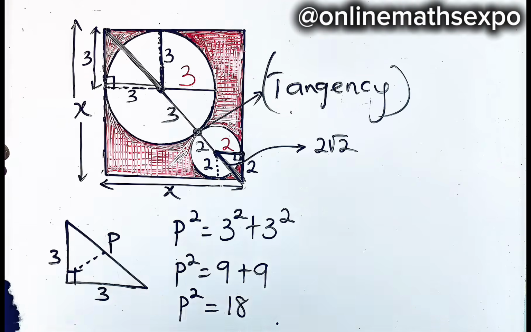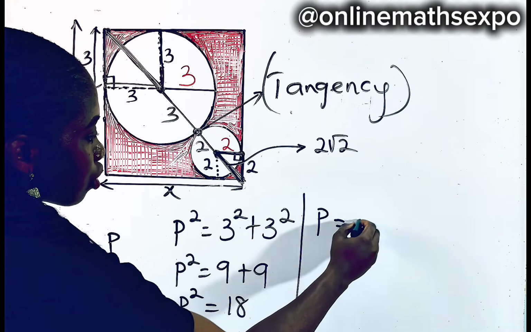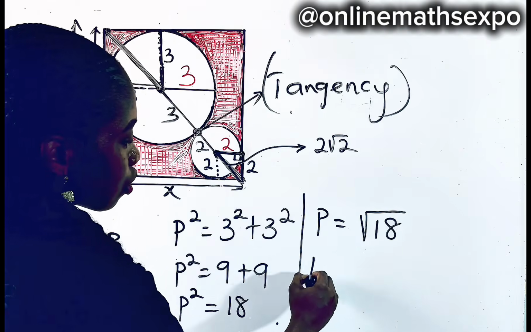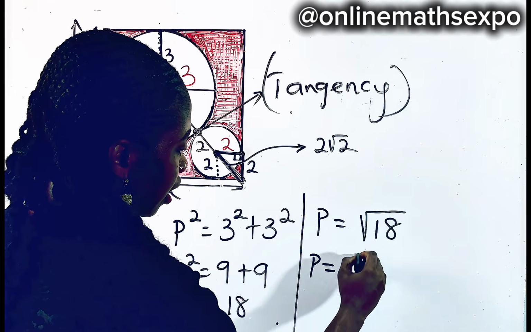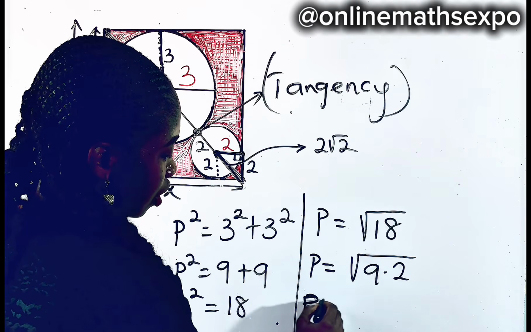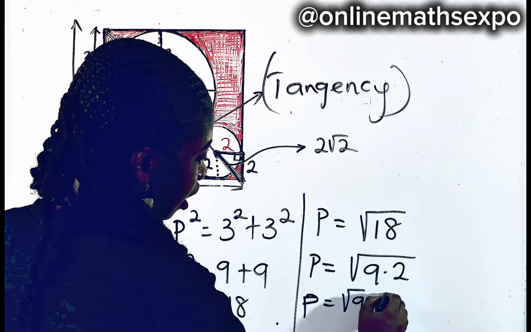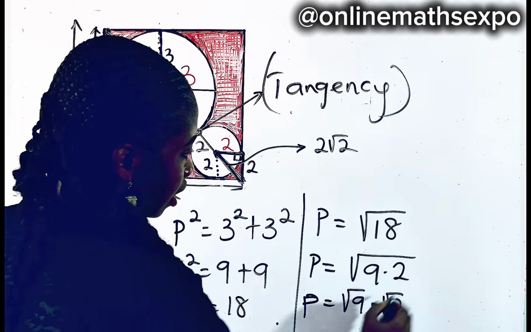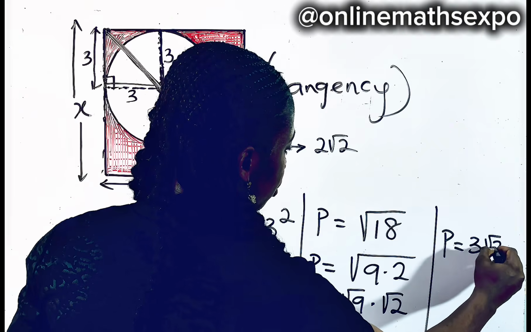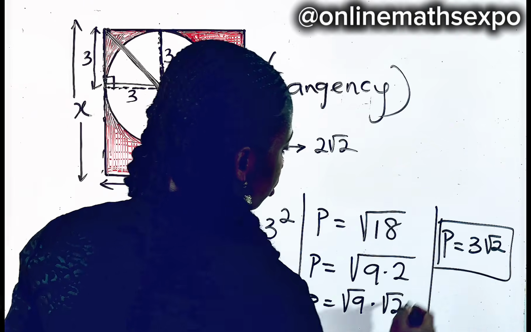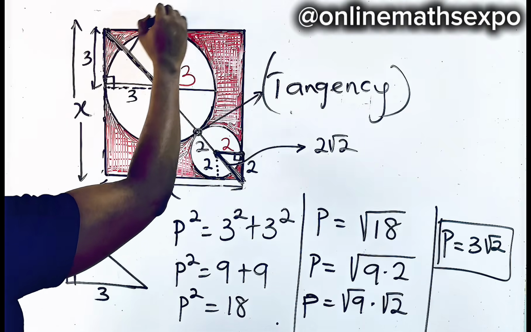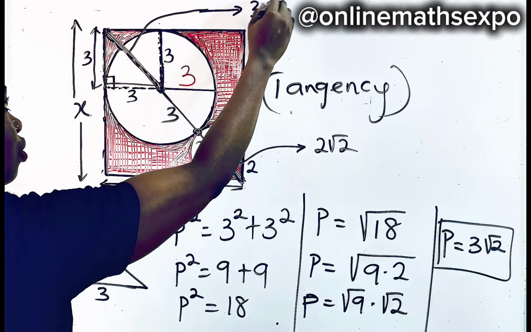So to get p, we are going to take the principal square root since we are working with sides. So p will be, the square number here is 9, and 9 times 2 is 18. It means that p is square root of 9 times square root of 2. Square root of 9 is 3, and that gives us 3 root 2. So this is the value of p. Now that we have known this length, it has given us 3 root 2.